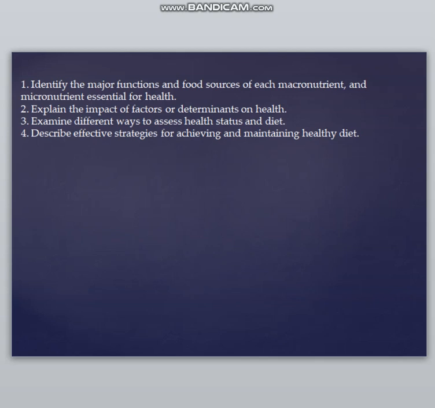Now let's look at lifestyle and nutrition. This is the second learning outcome. We need to explain the impact of determinants on health, and that's what we are going to do: lifestyle and nutrition. In addition to nutrition, health is also affected by genetics, environment, life cycle, and lifestyles. Lifestyle is also a part of your environment. It's an environmental factor.